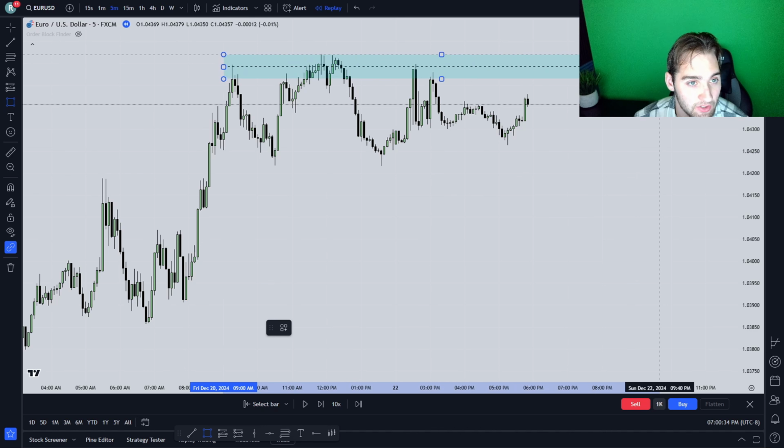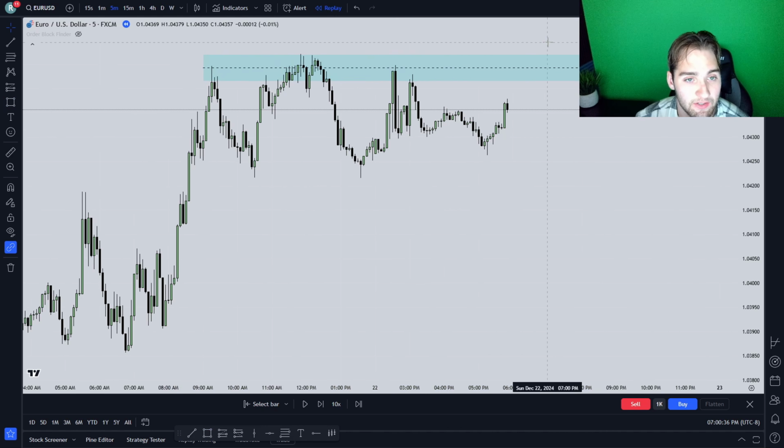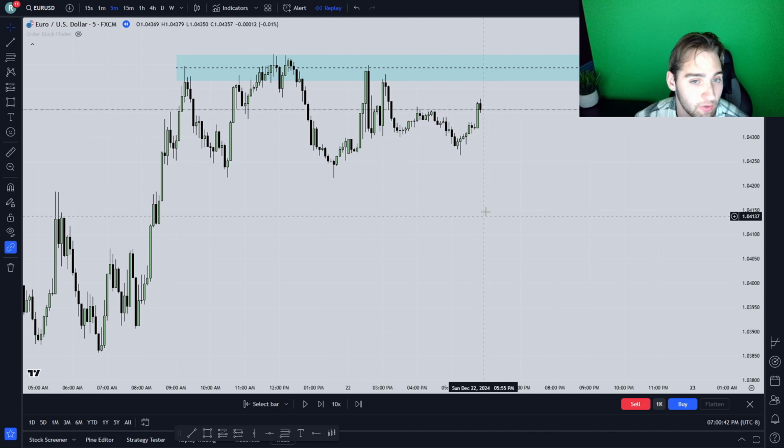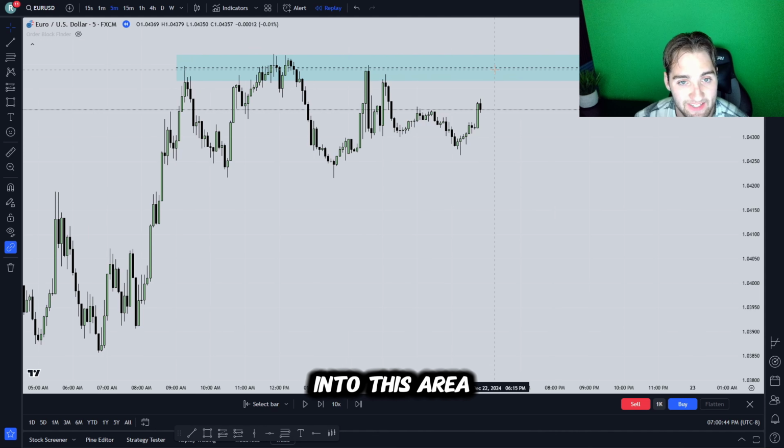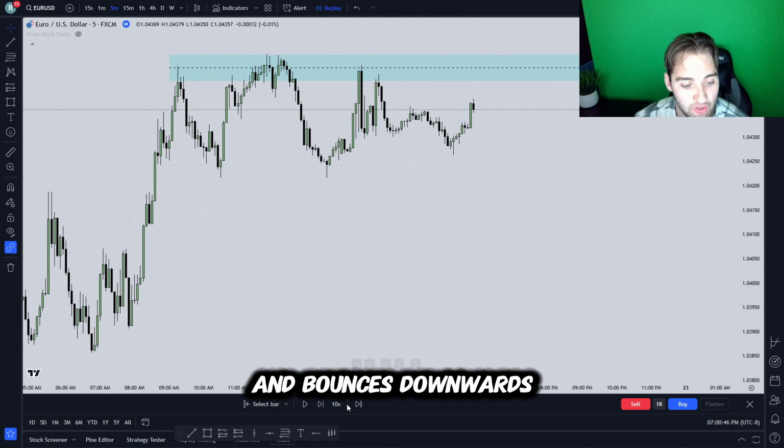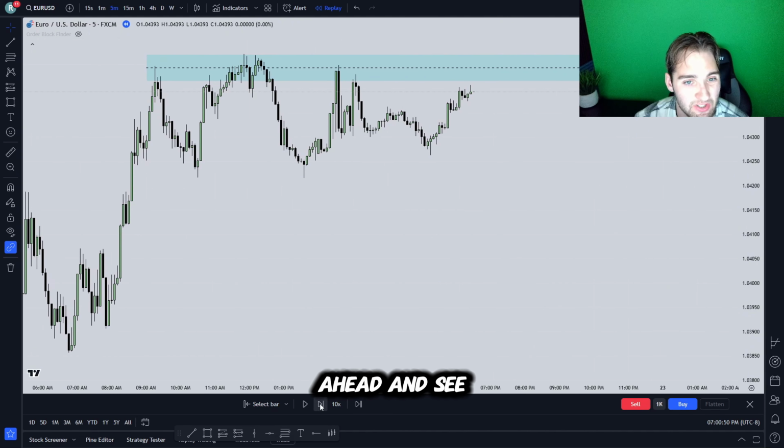I'm going to mark out this zone from the top of those little highs. So now, since we got our resistance zone, we're going to see if price gets into this area and bounces downwards from that area. So let's go ahead and see what happens.